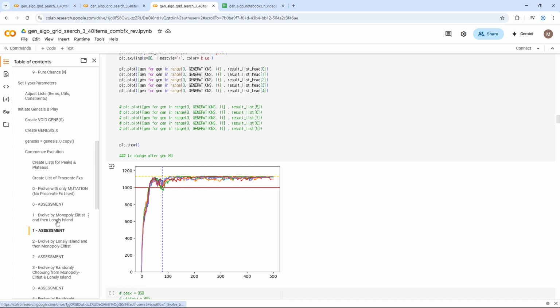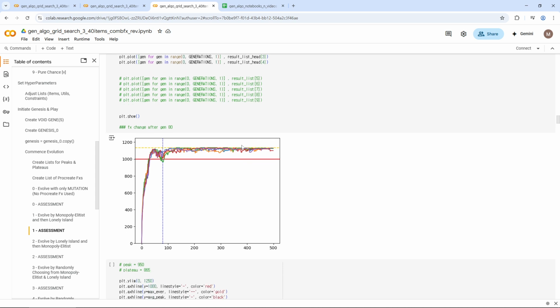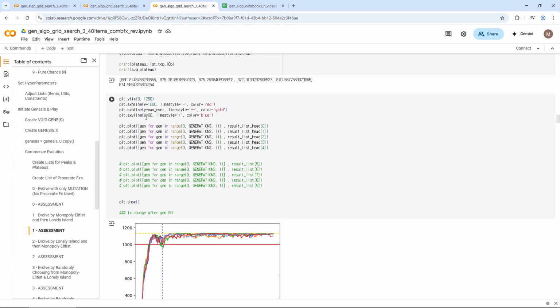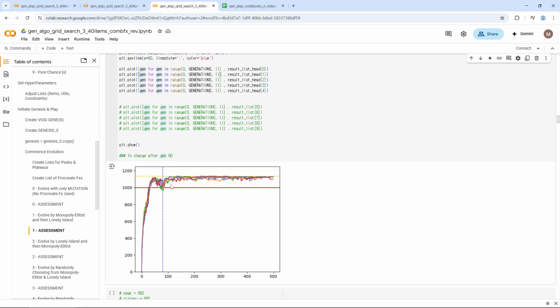Because we used Lonely Island towards the end, since generation 81, you can see that the top entities still get to survive. The entity that remained here will be this one, or could be this one. But anyway, that's that, and the oscillations aren't that wide. And you can see here that somehow at 80 is when the top entity started going up.